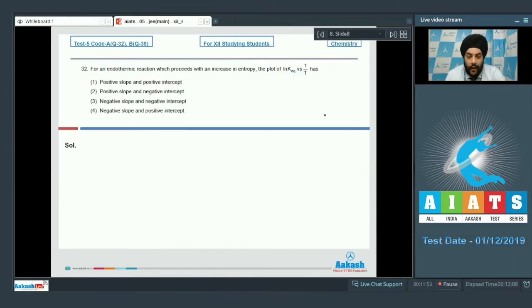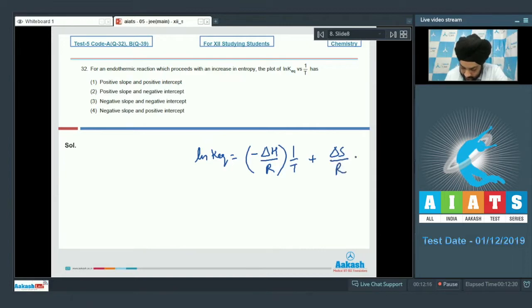Question number 32. For an endothermic reaction which proceeds with an increase in entropy, the plot of ln K equilibrium versus 1 by T has. So if we talk about the relation between ln K equilibrium and delta H and delta S, students, we can have ln of K equilibrium is equal to minus delta H by R into 1 by T plus delta S by R. So students, we can clearly see that this is a straight line. So we have Y, this is X, so this has to be the slope and this has to be the intercept.